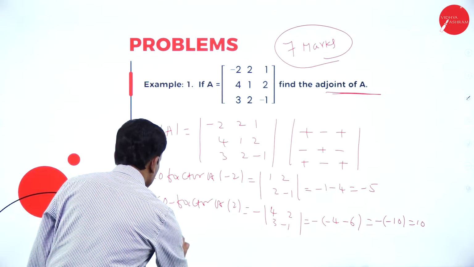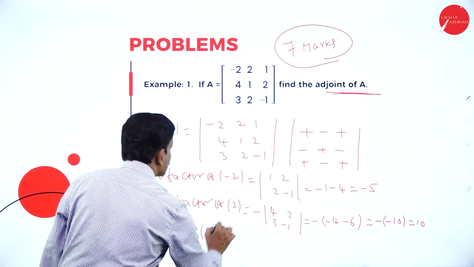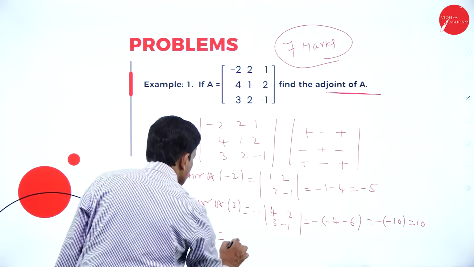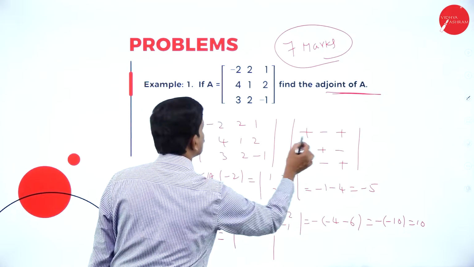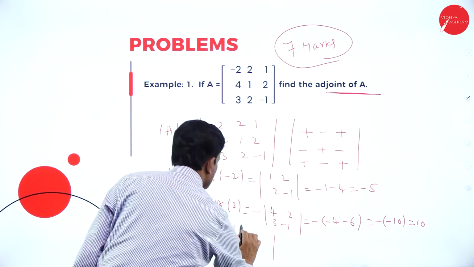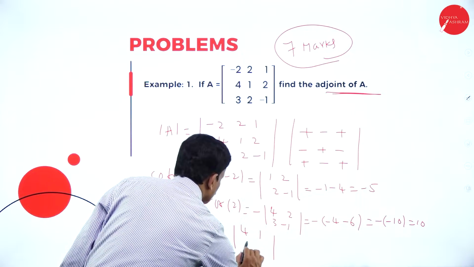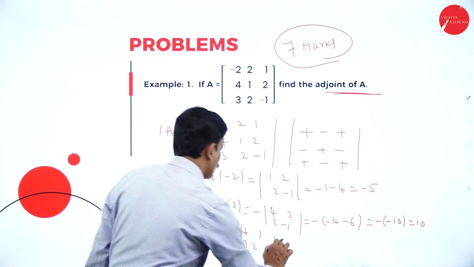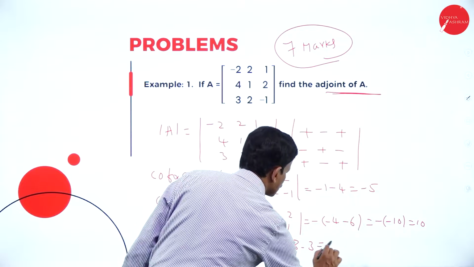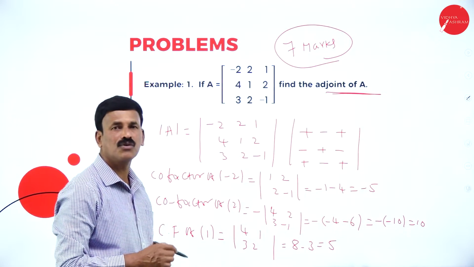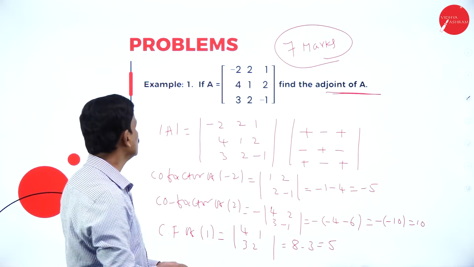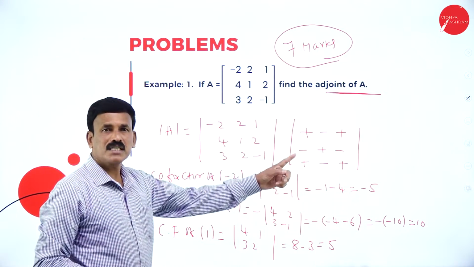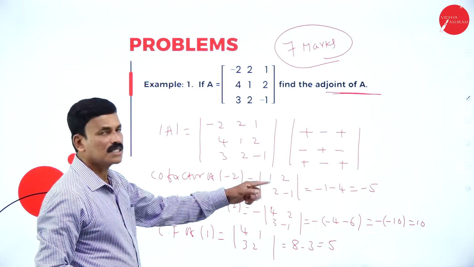Similarly, the cofactor of 1 is equal to, what is the sign? It is positive. This row and column are gone. What is left over is 4, 1, 3 and 2. This is equal to 4 twos are 8, minus 3, that's equal to 5. These are the cofactors for the first row. Listen, the signs are plus, minus, plus, minus, plus, minus, plus, minus, and plus.